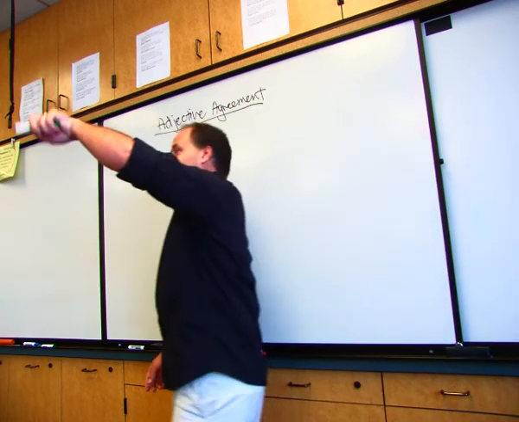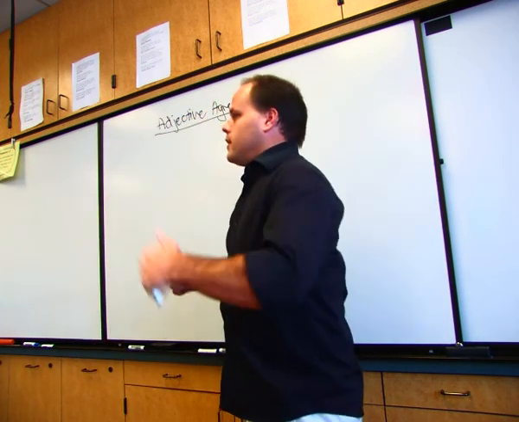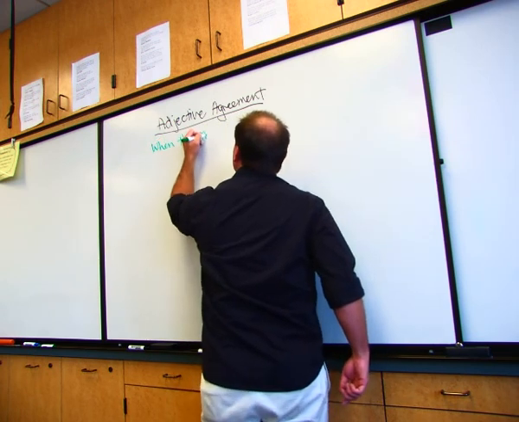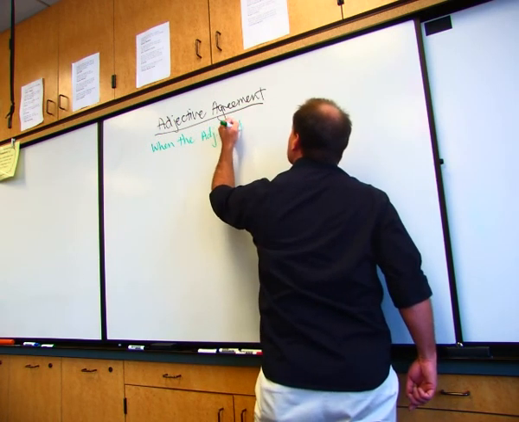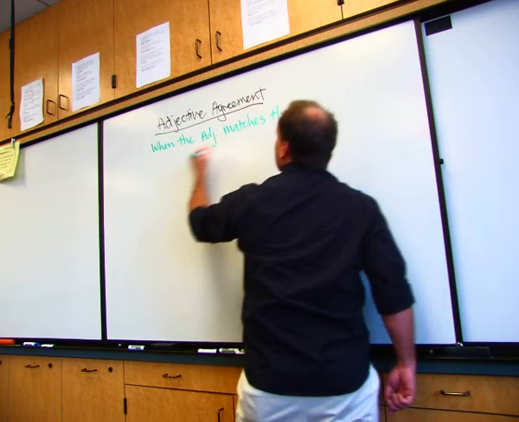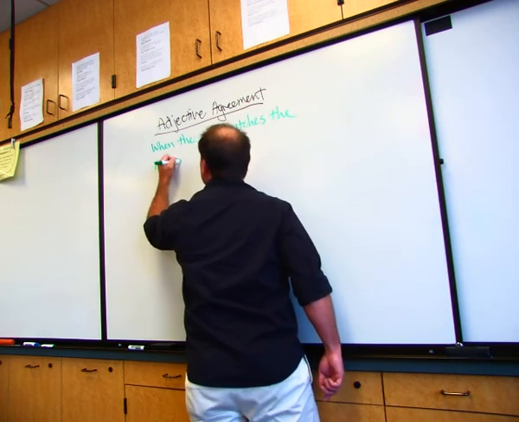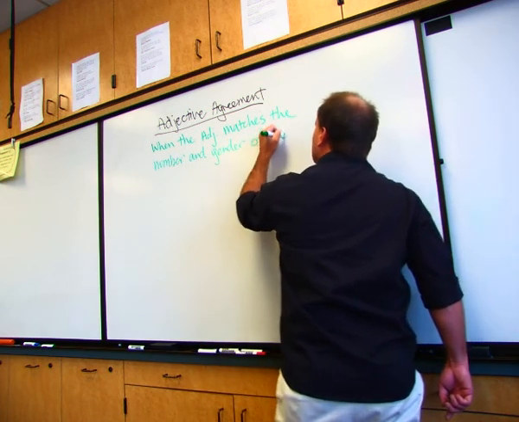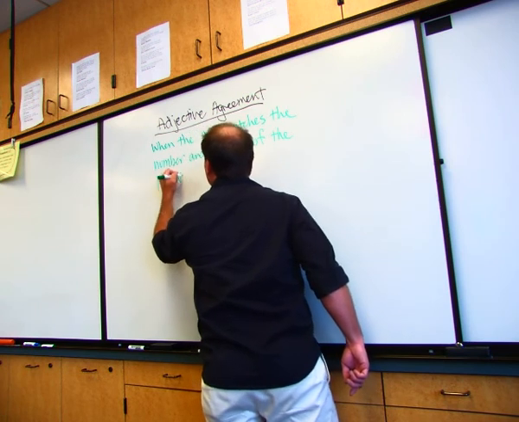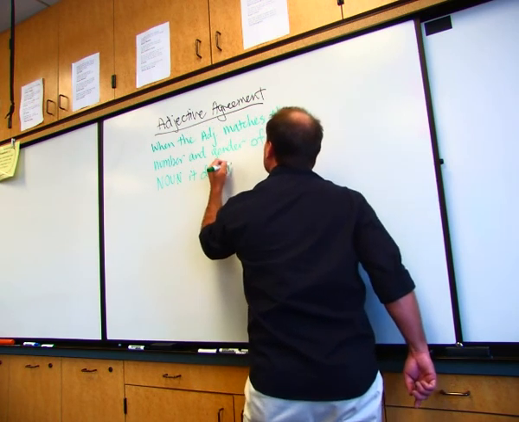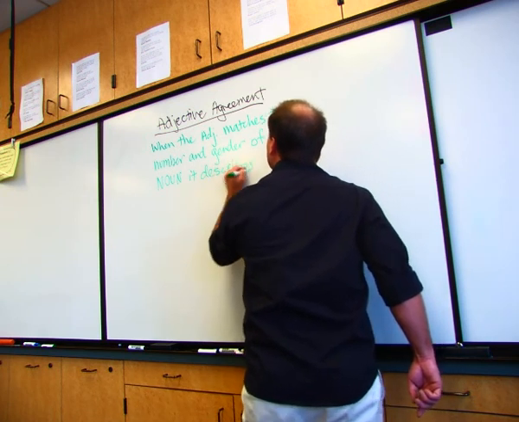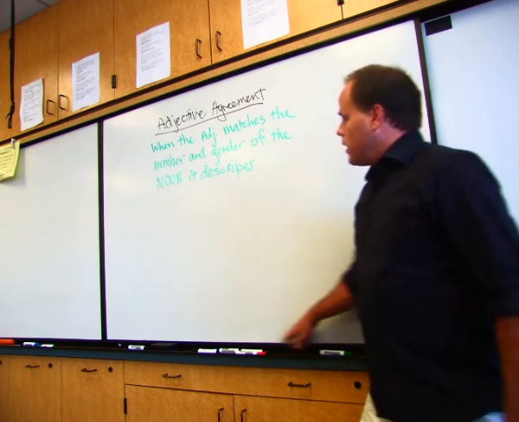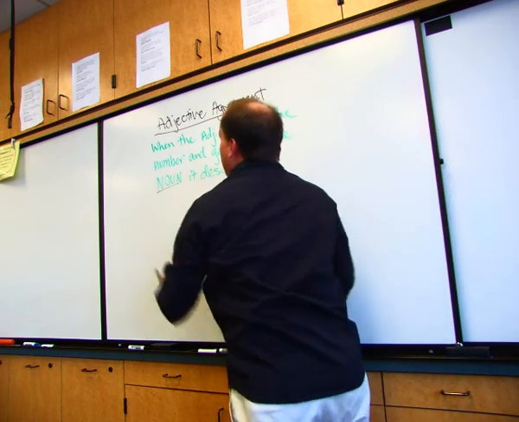What is it? Right. It's when the adjective, I'm going to write a nice smart definition: when the adjective matches the number and gender of the noun it describes. Again, we know an adjective is a description word, and it has to agree with the noun that it's describing.